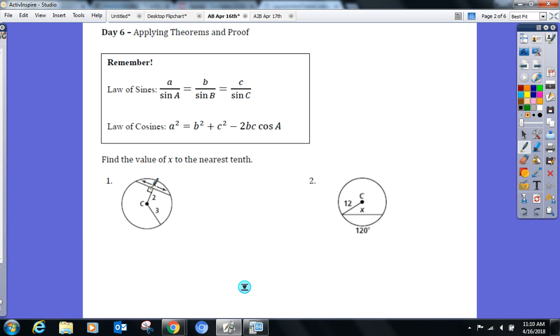Can any groups draw in a radius that might be convenient to help me find X? You can draw in all the radii you want, but there's a couple in particular that may help me out. Remember, I know this is 2. I've got a right angle. That chord's going to get bisected. Can you discuss in your group where else I could put a radius that would help me out here? Anybody find one? Where else could I put one in here that'll help me out?